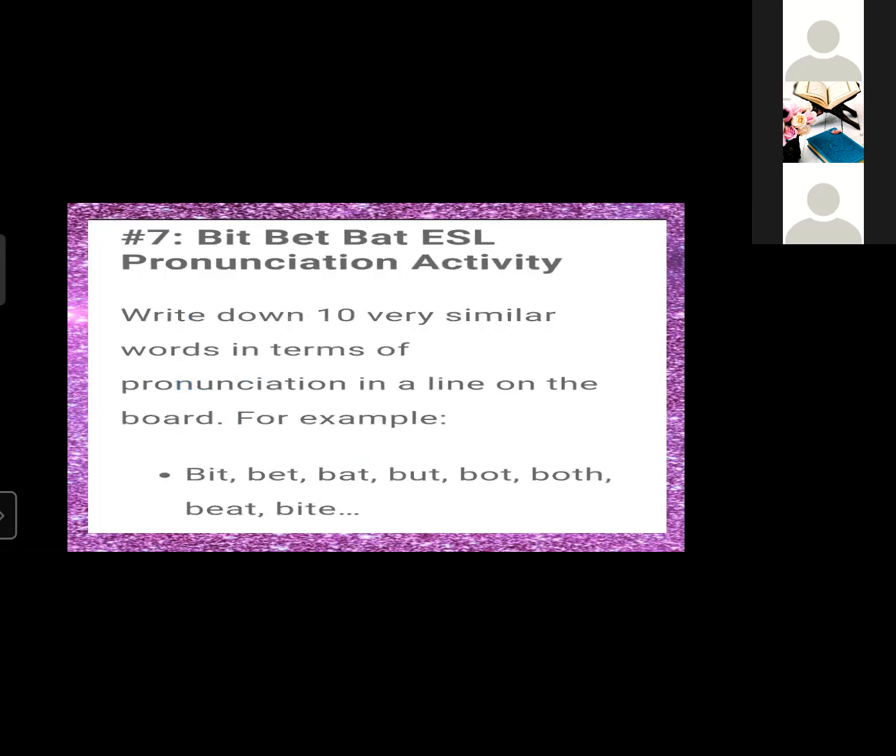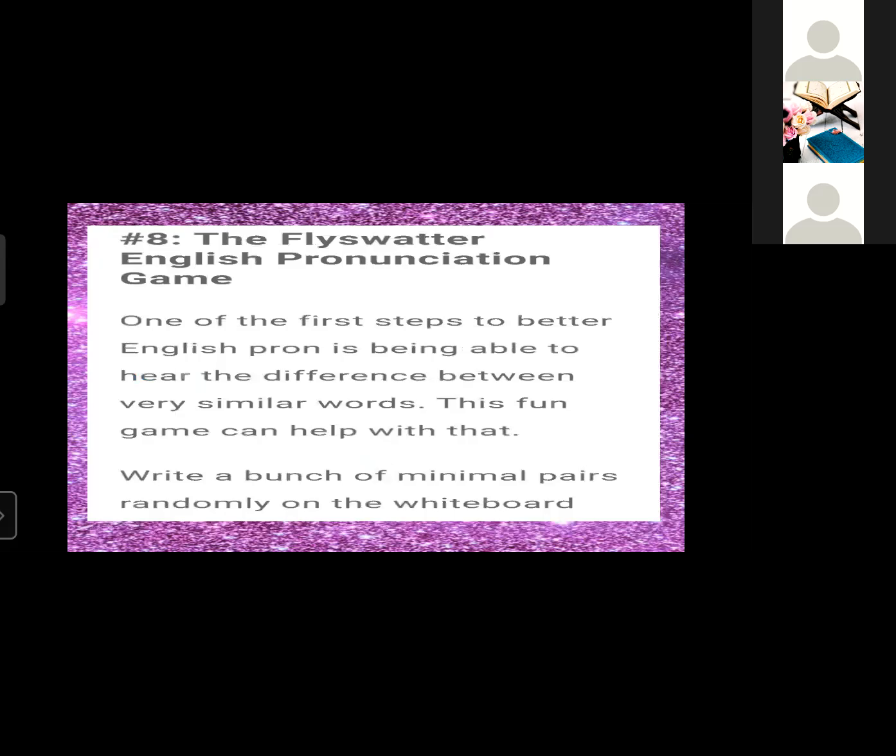Here, bet, bat, and so on. This was another game we have watched also on the video. And the fly swatter English pronunciation game. Do you remember swat it?